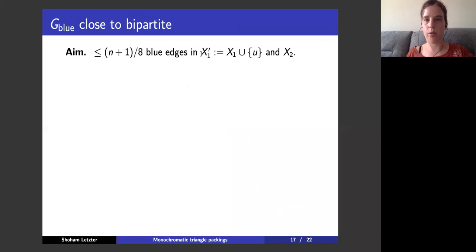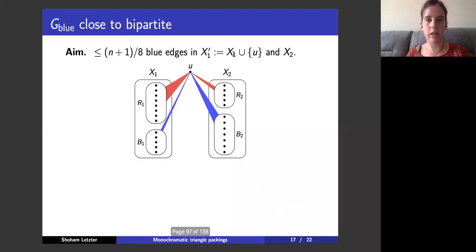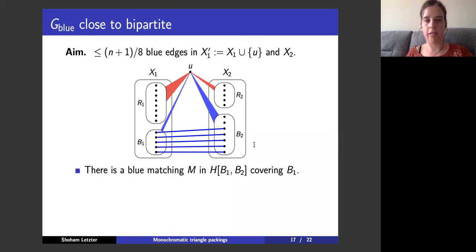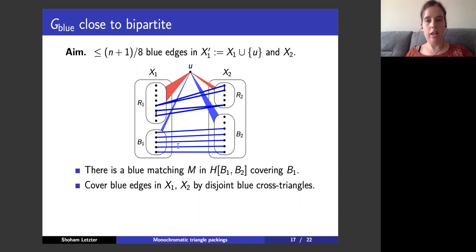So now I'm going to put U in X1. So you can kind of think of U as belonging to the left-hand side. Now I know that there is a matching that covers B1. I also know that these blue edges in the two sides can be covered by disjoint blue cross triangles. And so now you can imagine, since U is in the left-hand side, then essentially what this means is that in this new bipartition, I managed to cover all the blue edges by disjoint cross blue triangles.